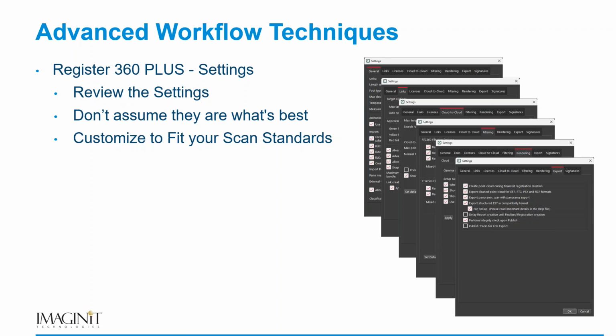With Register 360, one of the biggest things that we hear individuals talk about is it just doesn't do what I want it to do. Okay, you're probably right. What are you wanting it to do? Well, I want to have a tighter registration. I want to have things set up a little bit differently. Okay, the first thing I'm going to tell you is we need to go into those settings. As you can see, there are 6 tabs worth of settings.